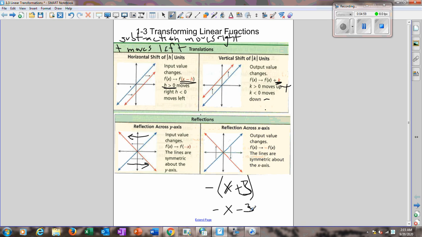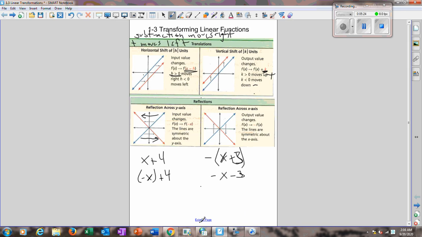Whereas if I'm looking at reflections across the y-axis, if I had started with x plus 4, then flipping it across the y-axis means that where I see the x, it becomes a negative x, close the parenthesis, plus 4. So I don't distribute that negative, and that's just negative x plus 4. That looks like a y. Better.